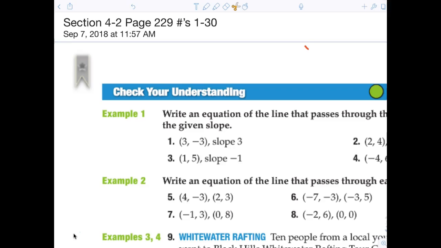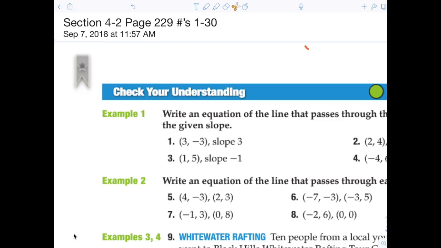Now, in order to be successful today, you have to understand there are different forms. Last week we did y equals mx plus b. That was called the slope-intercept form. This week we're learning 2 new forms. One of them is called point slope, and the other one is called standard. Today we're going to do point slope. Tomorrow we're going to work on the standard form.